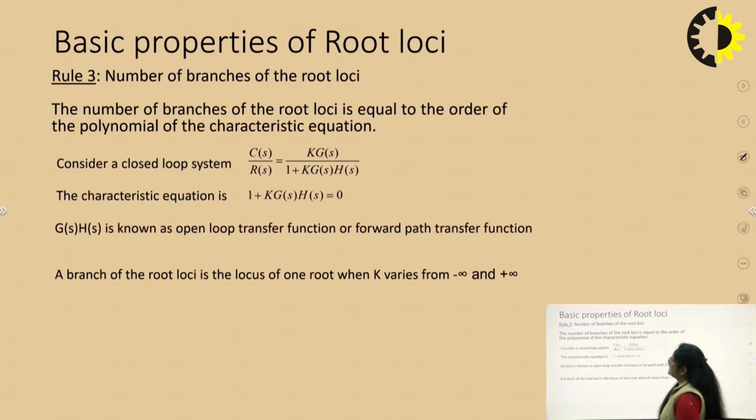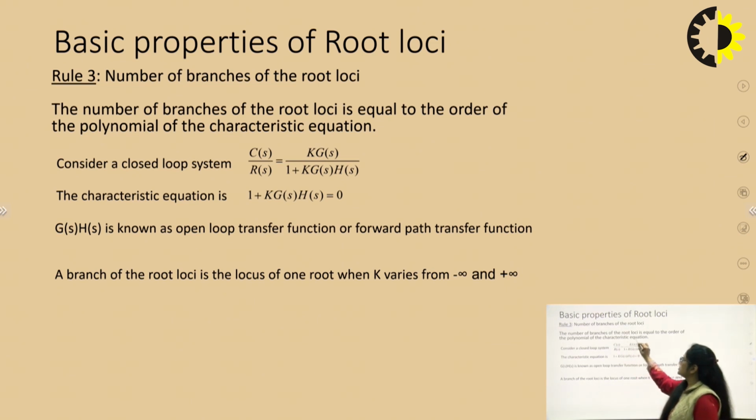So, what is the third rule? The third rule is the number of branches of root loci. How many branches are there? In the previous one, we understood how many branches are going to infinity, which root loci are going to infinity. Whereas in this, we will know how many branches of root loci are there.